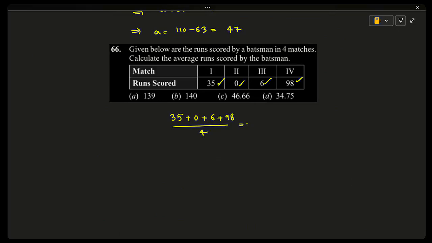So let us add the numbers. I want to make 98 as 100. So give 2 from 6 to 98. It will become 100 and this will become 4. So 35 plus 4 is 39. You are getting 139 by 4. 4 3s are 12. 1 is remaining, 19. 4 4s are 16. 3, 30. 4 7s are 28 and 5. We'll be getting 34.75, option D.